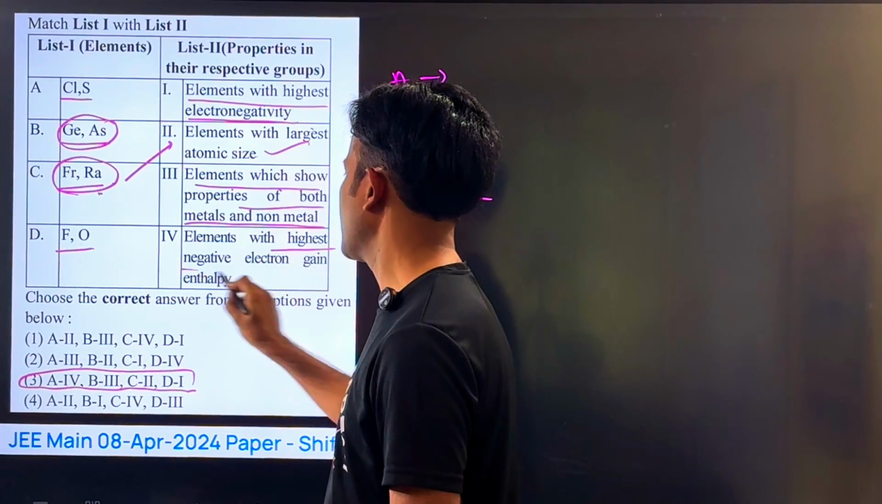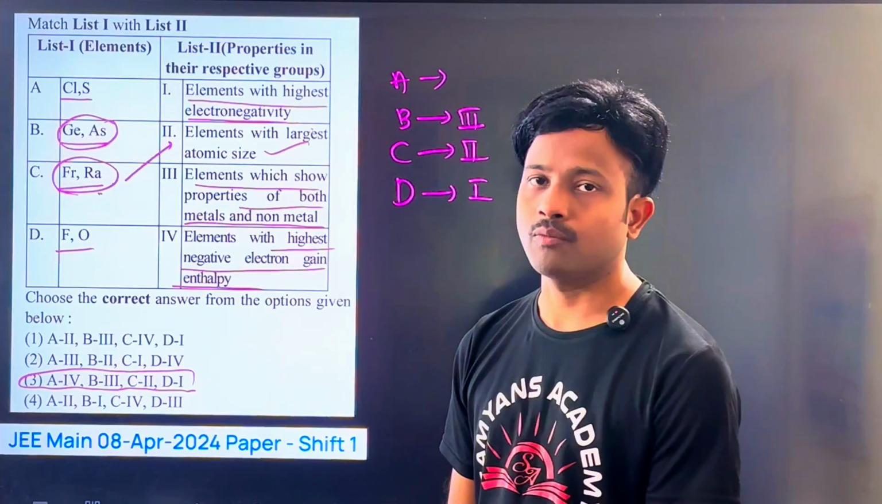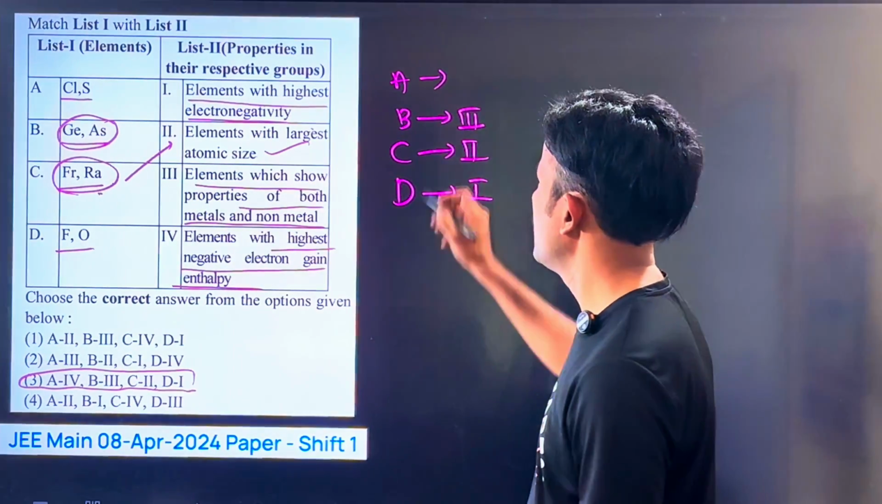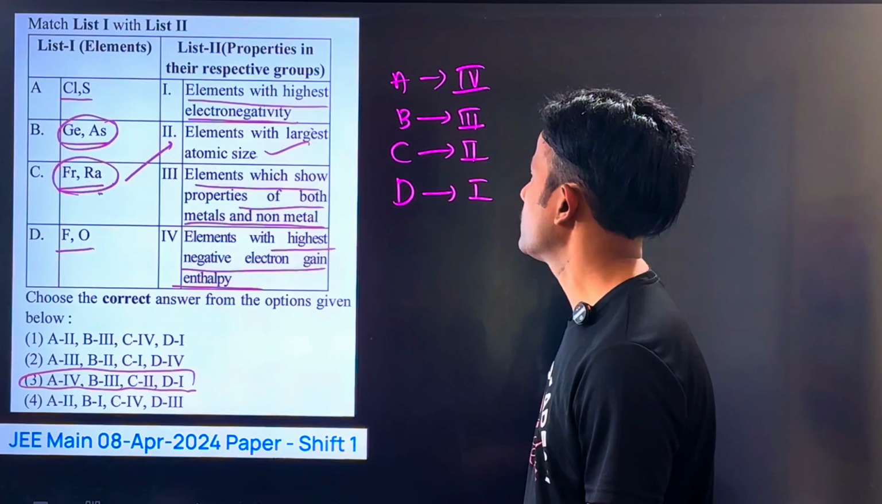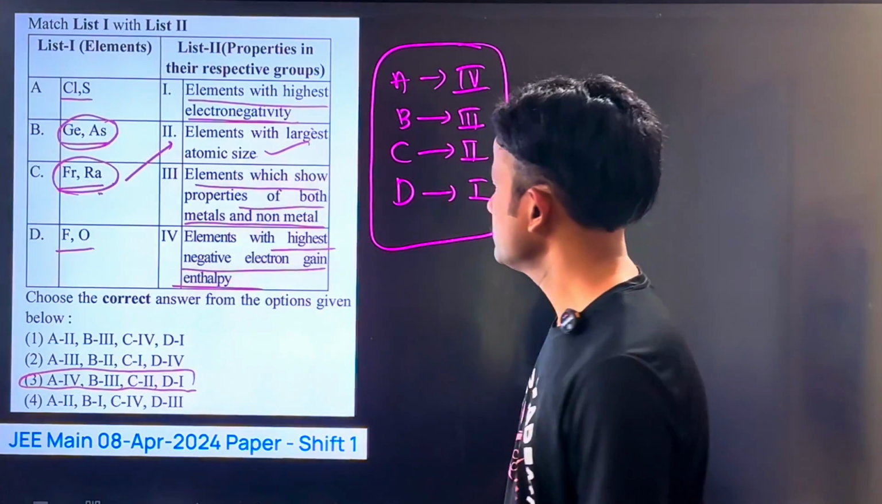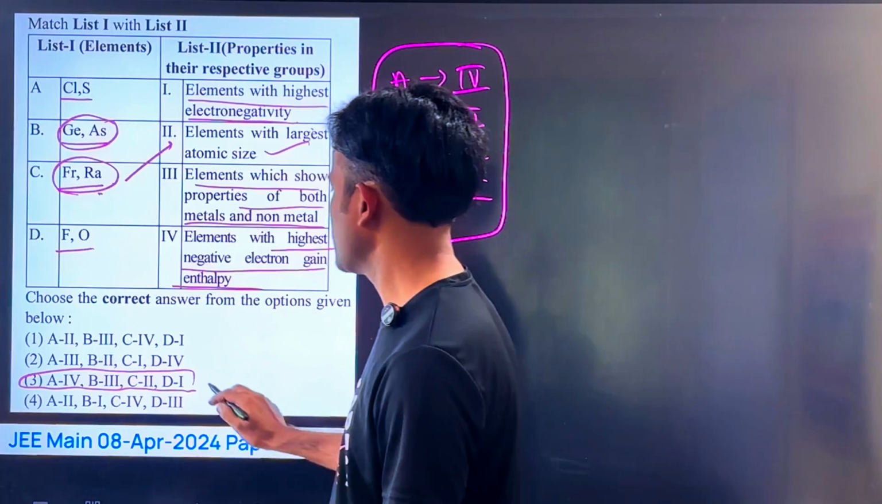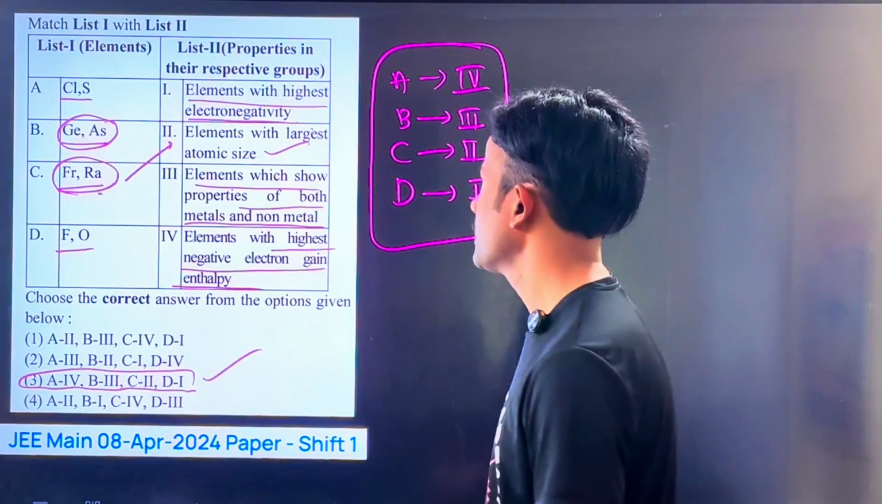Elements with the highest negative electron gain enthalpy. So chlorine has more electron affinity values. So A here is matching with 4. Okay. So this is the correct option. Yes or no? Now you see the answer here, 3, is matching. Clear? Right.